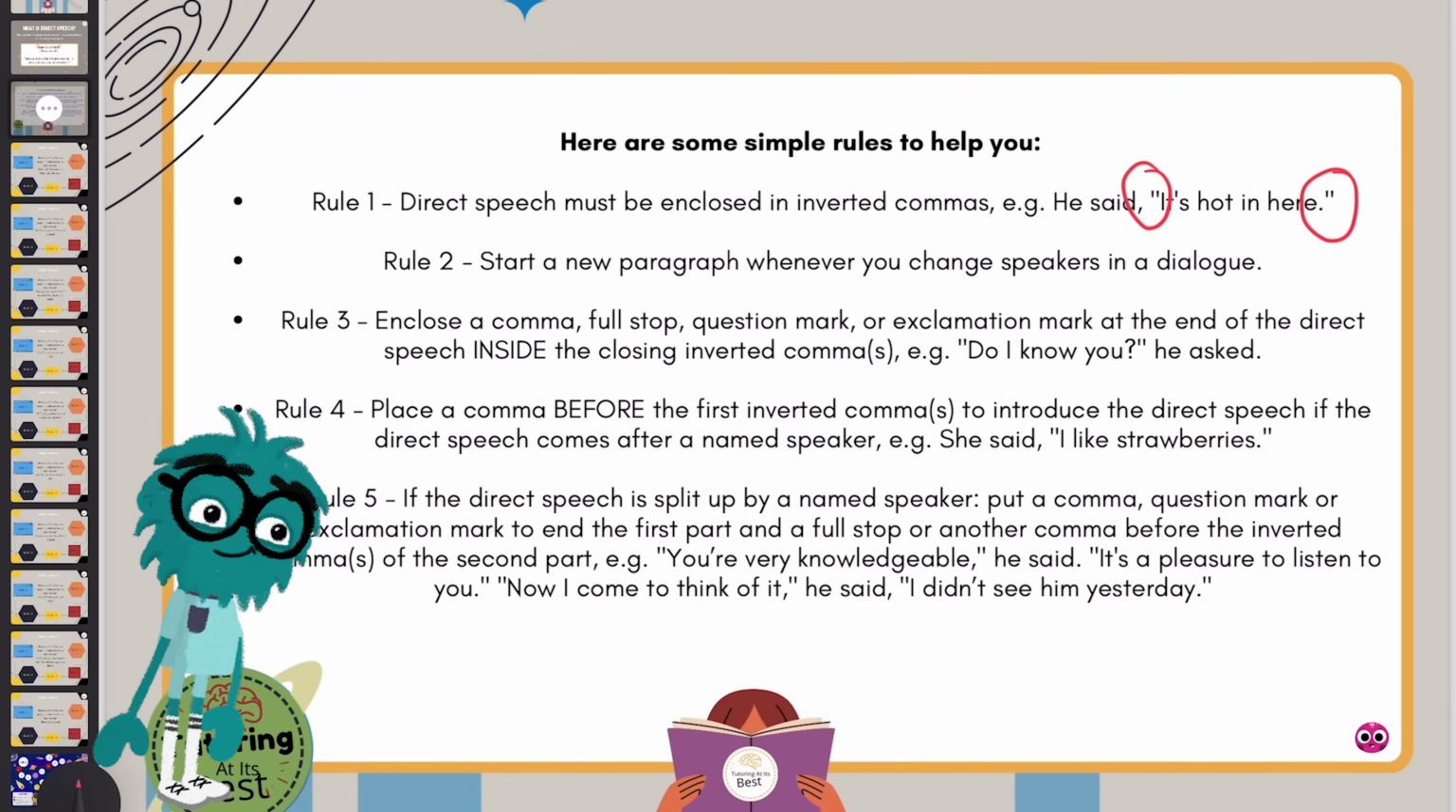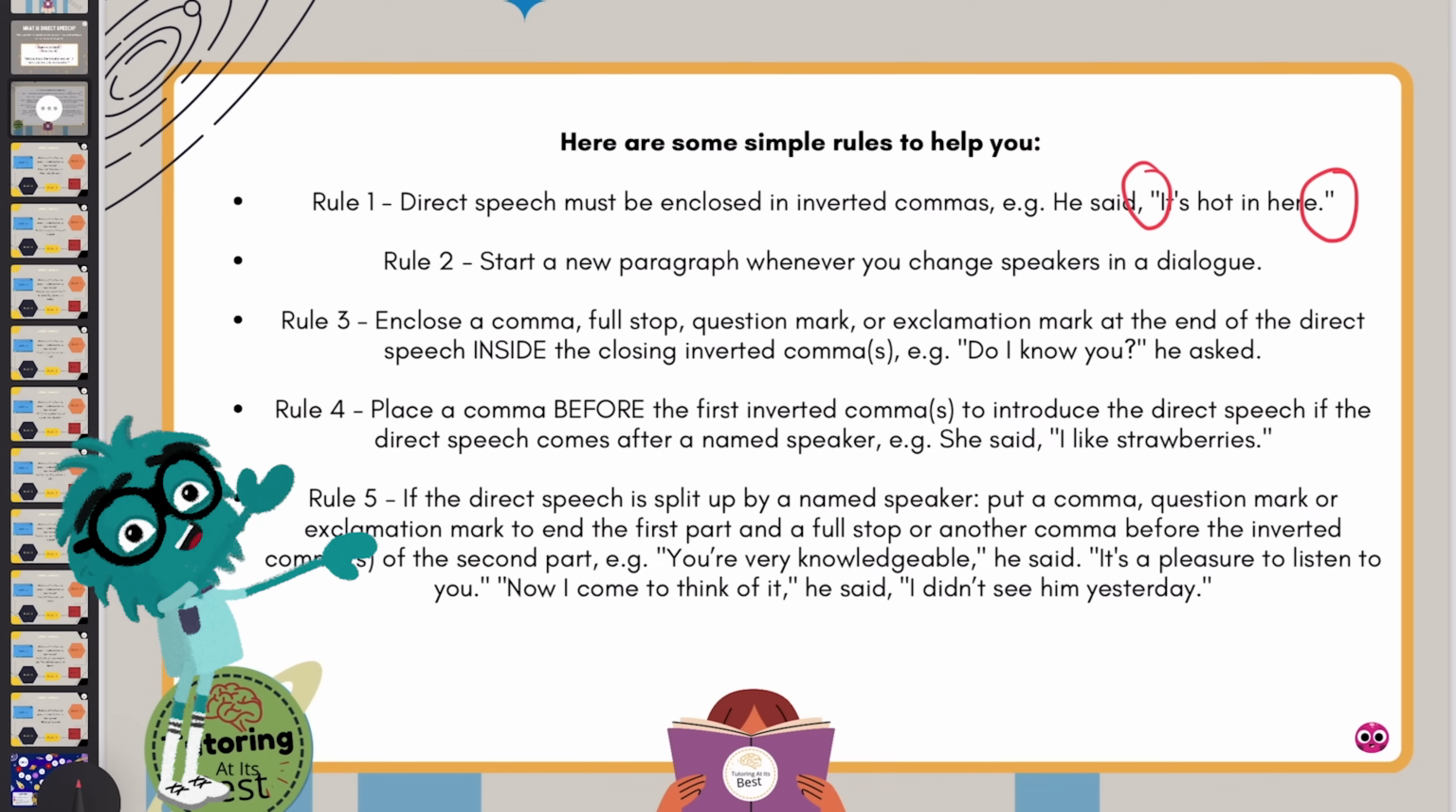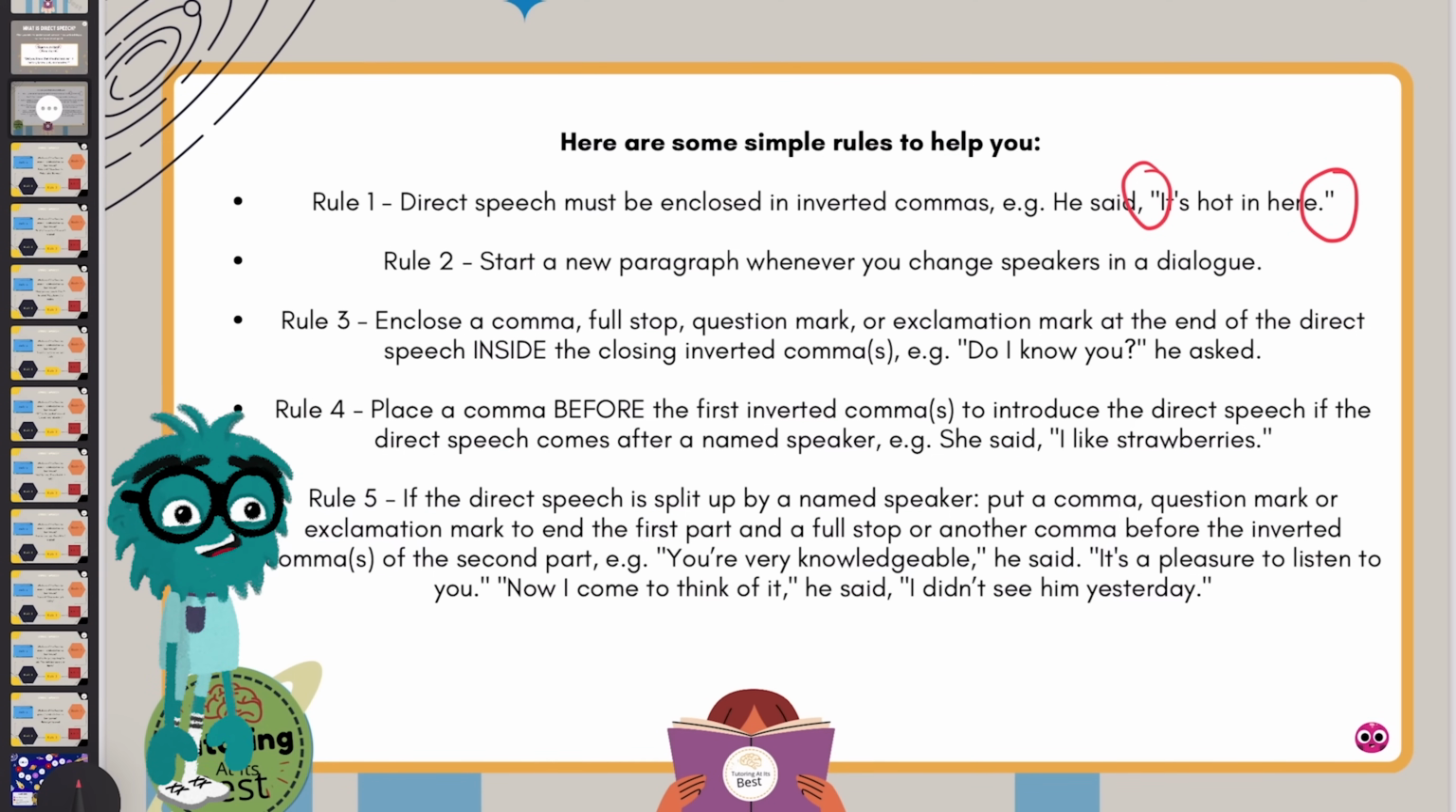And rule number 2, start a new paragraph whenever you change speakers in a dialogue. So if one person is saying something and then it shifts to another person, you must start a new paragraph.